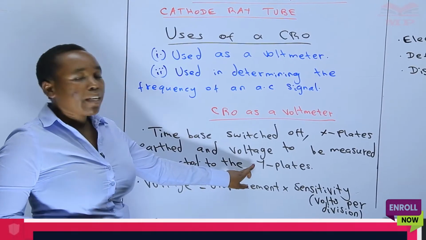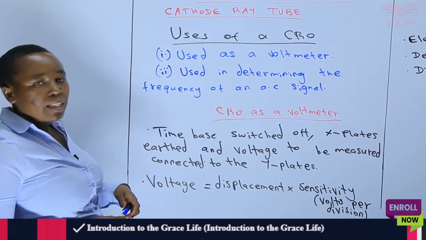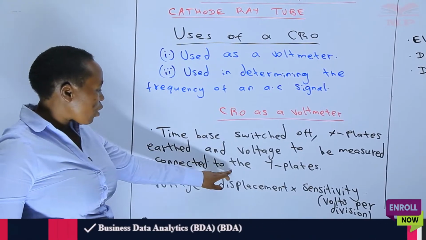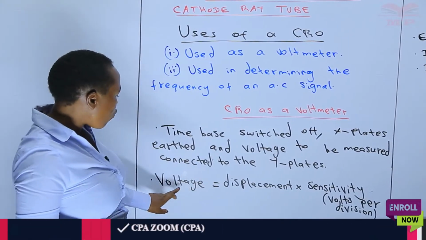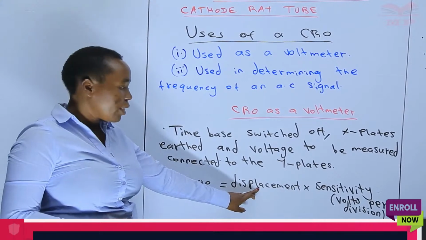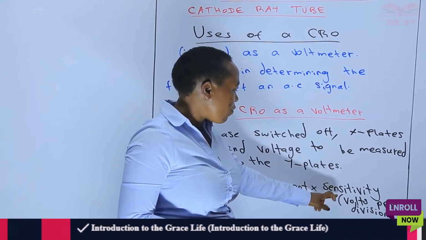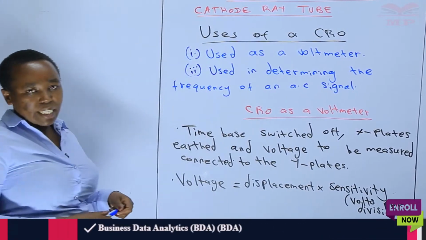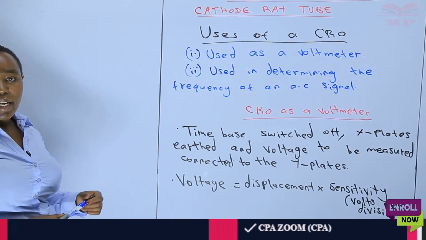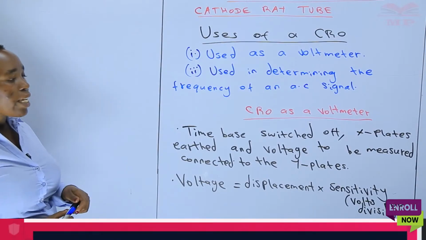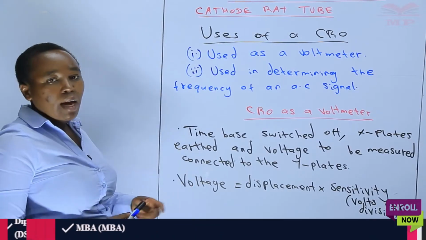Remember, in the deflecting system, the Y plates are responsible for the vertical deflection, and that's why we are talking of the displacement. We are going to apply this in our numerical calculations. So voltage is given by the displacement multiplied by the volts per division, which is also referred to as the sensitivity. That's how a CRO can be used as a voltmeter.